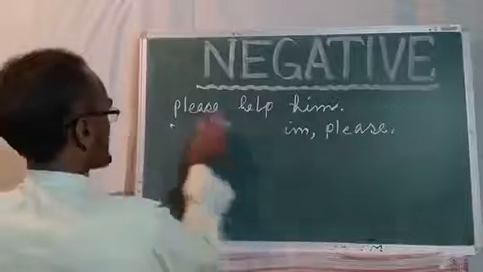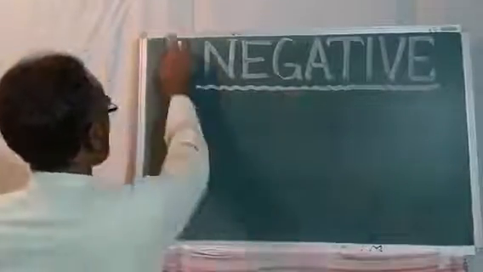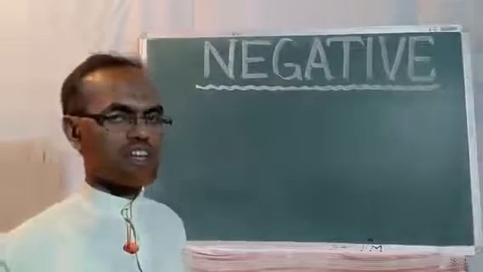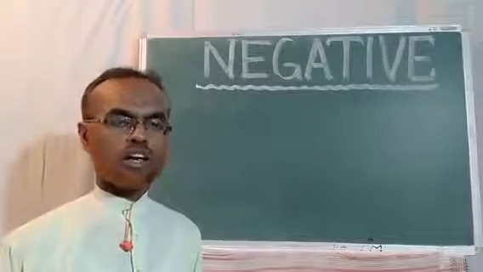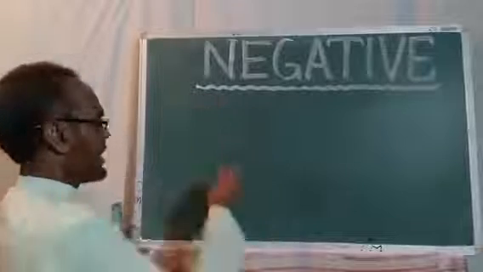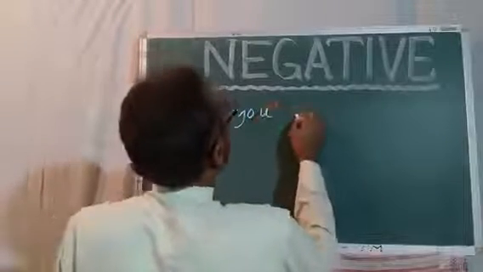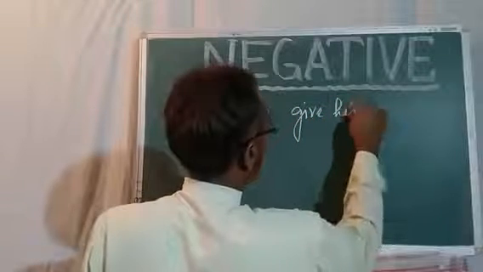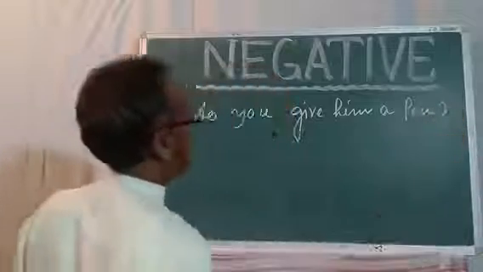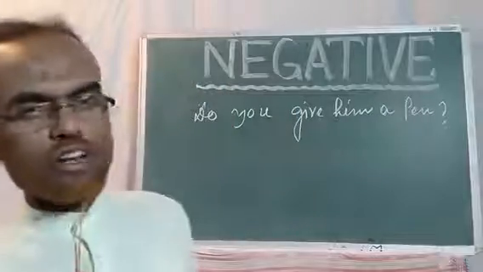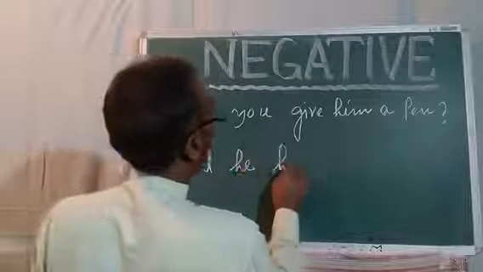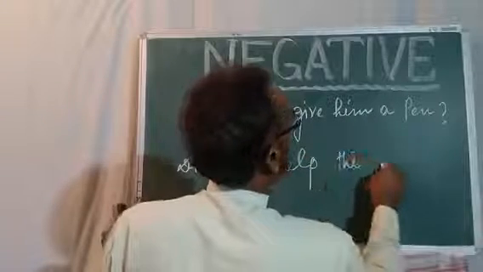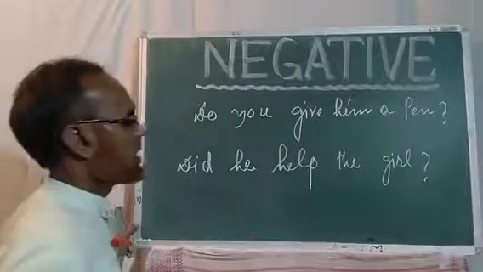There are some sentences which we find difficult to turn into negative. Those are interrogative sentences. There is a question in our mind: how can we turn an interrogative sentence into an interro-negative sentence? I am going to write an interrogative sentence. Do you give him a pen? It is an interrogative sentence and we have to make it interro-negative. Another sentence: did he help the girl?